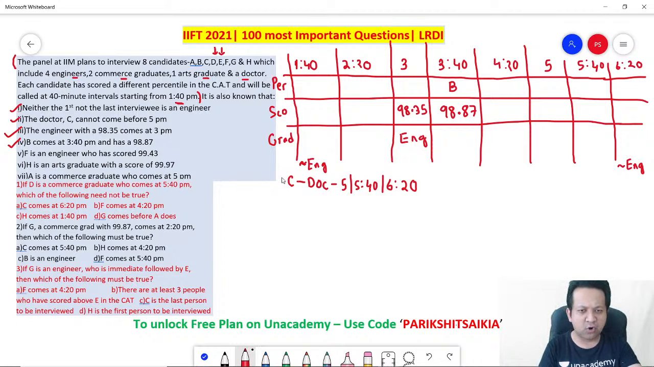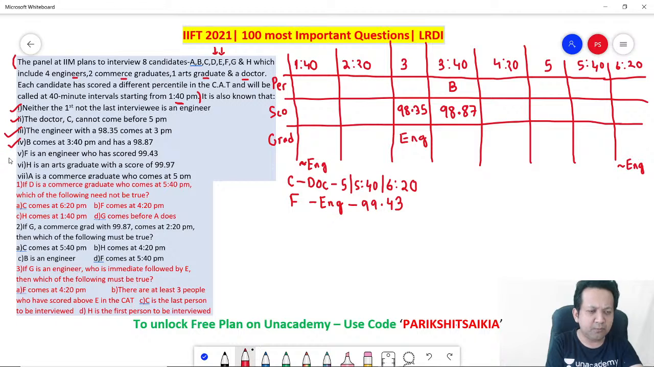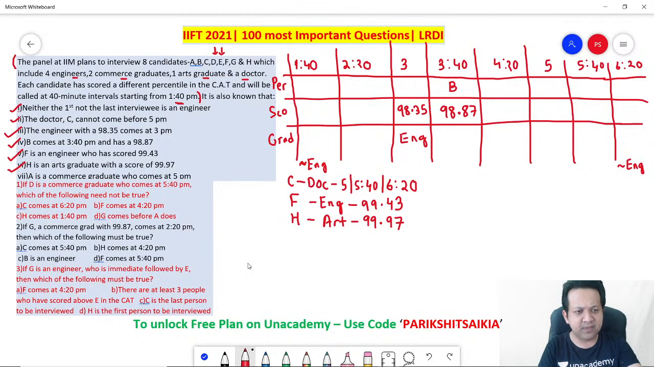Next, number 5. F is an engineer who scored 99.43. So let's talk about F. I don't know the time. So F is an engineer, and he scores 99.43. Point 5 I have noted down. Number 6. H is an arts graduate with a score of 99.97. So H is arts and has a score of 99.97. Point 6 also has been taken care of. And 7. A is a commerce graduate who comes at 5 p.m.